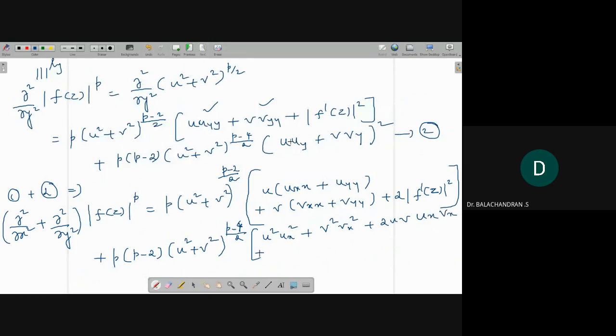plus here again u square into uy square plus v square into vy square plus 2uv into uy into vy. So close the bracket. Okay. So now this is 0. This is 0. Okay. Only I have this portion. Okay. So 2p into u square plus v square whole power p minus 2 by 2 into modulus of f dash of z whole square.